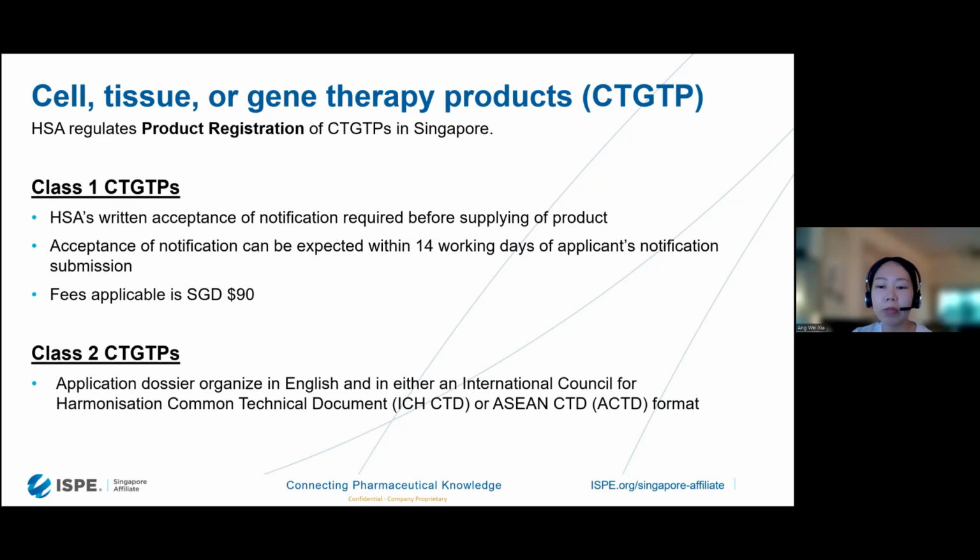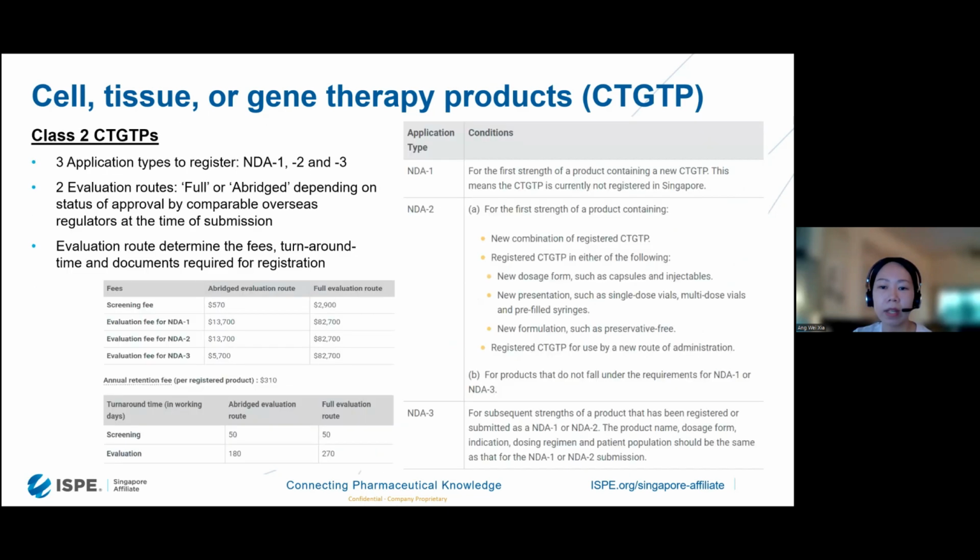To register Class 2 CTGTPs, the applicant must submit an application dossier, which is to be written in English and in either ICH CTD or ASEAN CTD format. There are 3 application types to register a Class 2 CTGTP: NDA 1, NDA 2, and NDA 3. The conditions are listed in the right table.